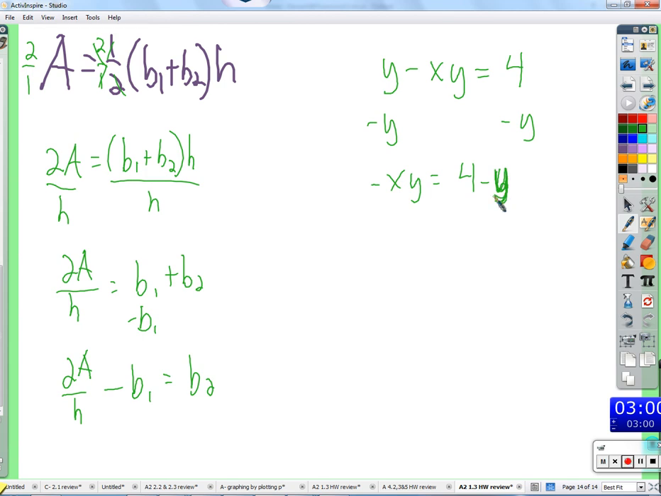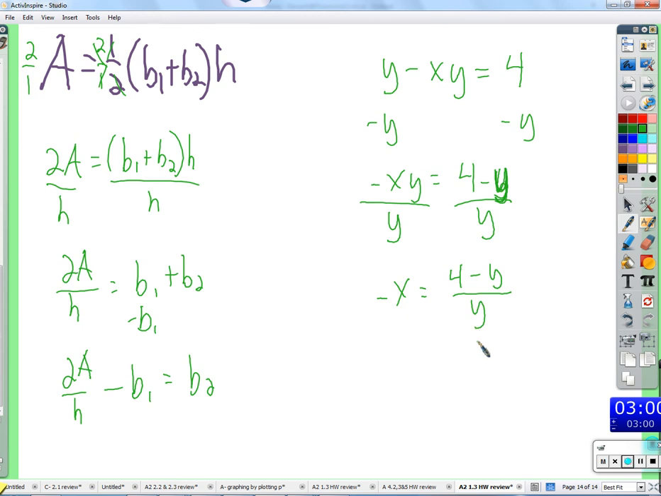Almost there, I'm gonna get x by itself. Divide by y. Did I say y by itself? Did I get x by itself? Divide by just a y. So what do we get on this side? Negative x equals 4 minus y over y.